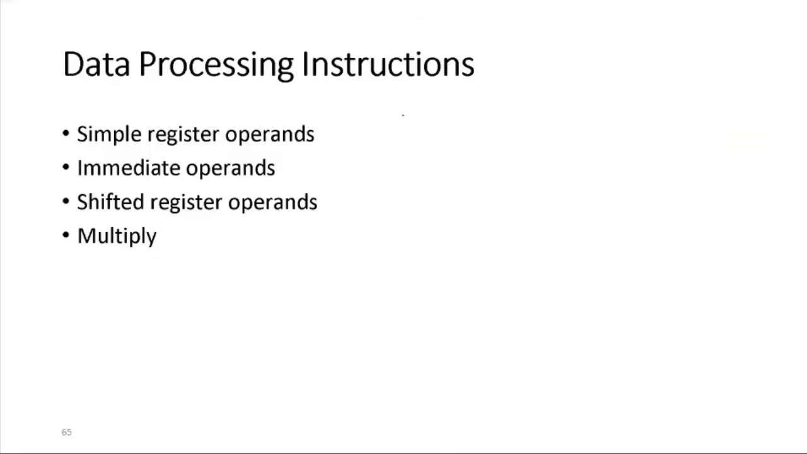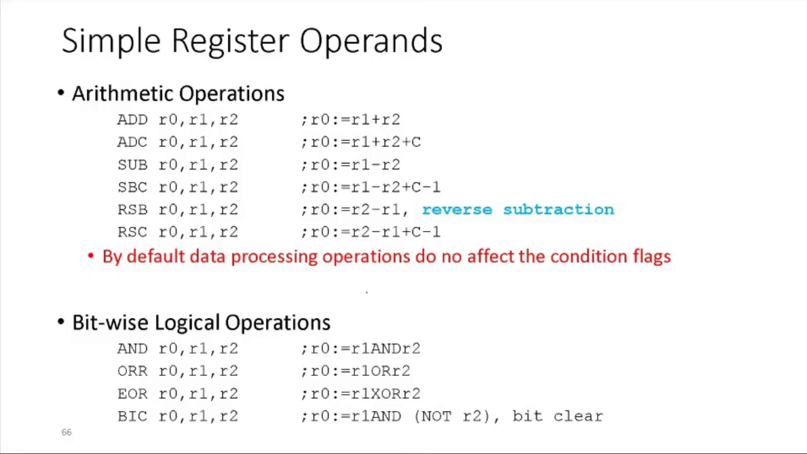So data processing instructions again can be divided into these subgroups. There are instructions where all the operands are registers, and there are instructions with immediate operands. We have studied these immediate operands already. And the shifted register operands, this is another group, and there are instructions for multiply. Now we'll see the simple register operands. These are the arithmetic operations we have. These are the instructions: add with carry, subtract with carry, reverse subtract, and reverse subtract with carry.